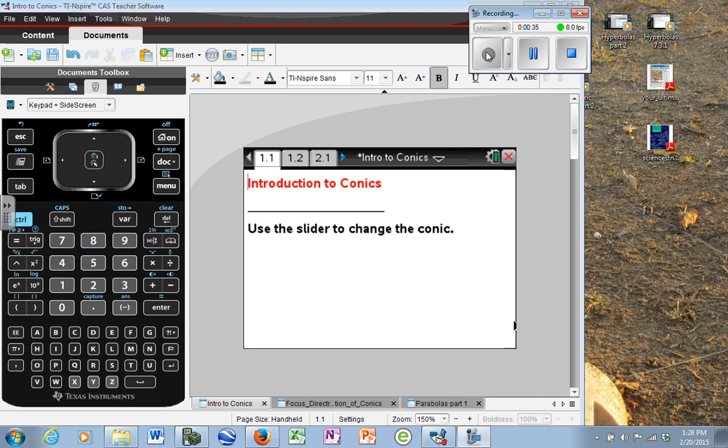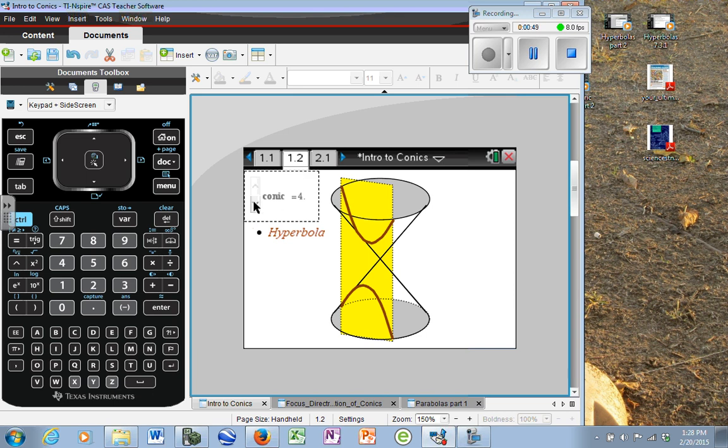Well, let's start with getting out that Intro to Conics page, and as you see what happens, you're just going to answer each of the questions. So I'm going to start by moving to page 1.2. And all I'm going to do here is scroll through these.